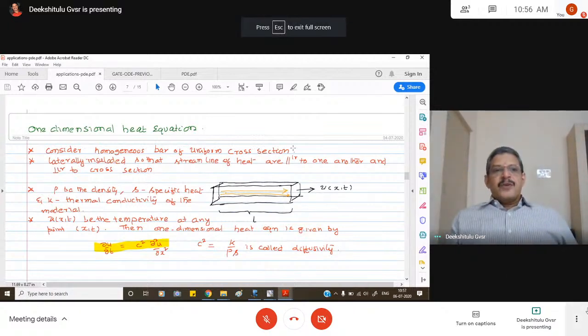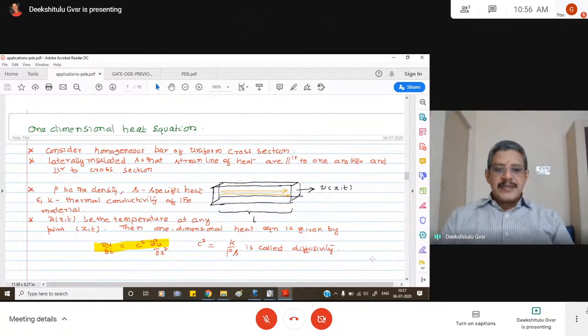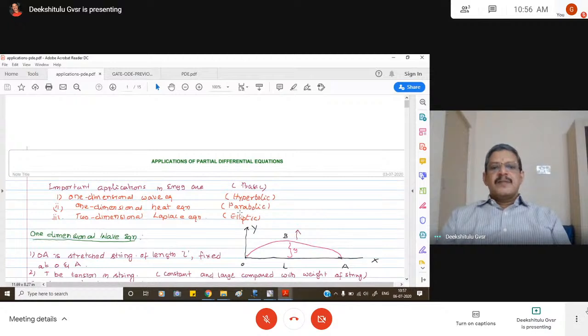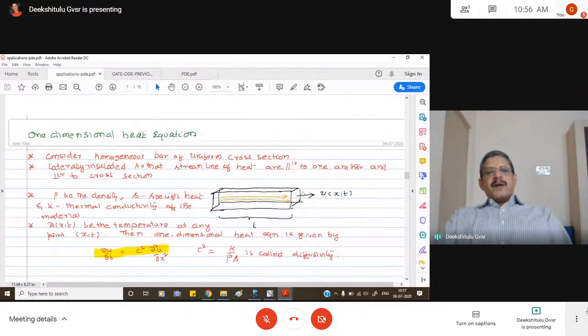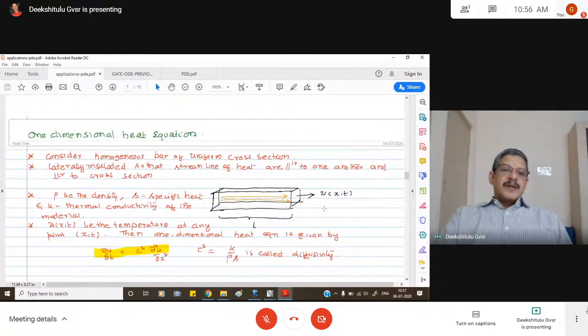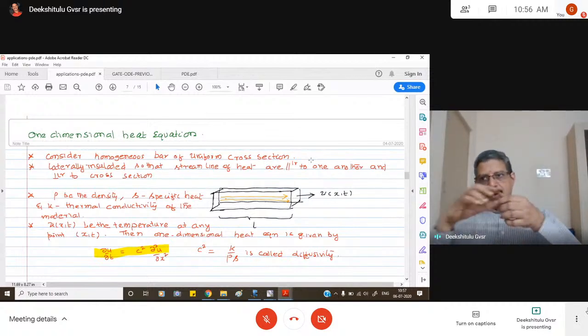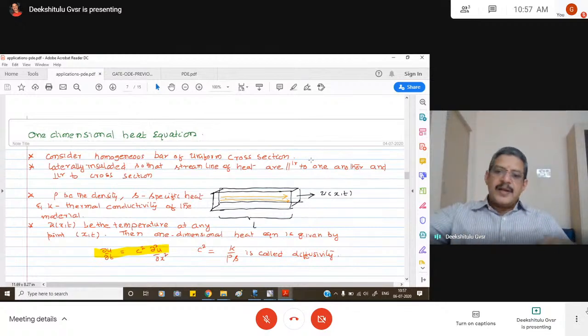Then the other important application is the one-dimensional heat equation. As I said, this is the example for parabolic equation. So here the problem is, consider a homogeneous bar of uniform cross section. So consider a metal bar of uniform cross section like this. You can take it like this.